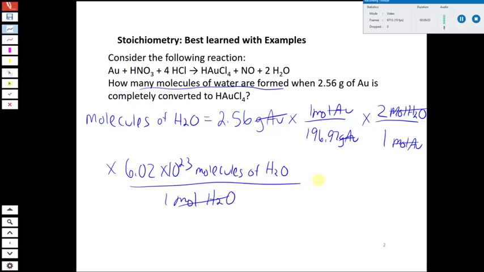So when you set up the problem this way, as soon as what you're looking for matches the units that are left, you're at your last step, and you can stop there. Okay? So we stop there, we calculate out the number, and we get 1.56 times 10 to the 22nd molecules. Okay?